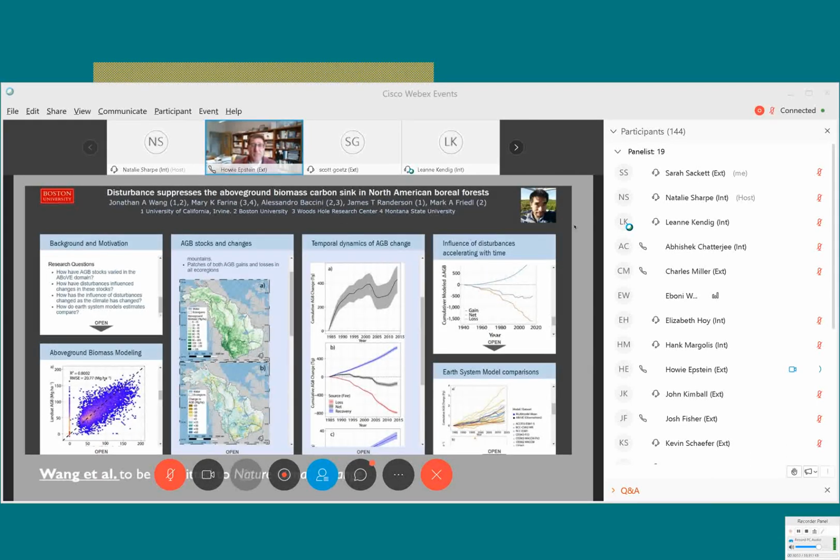So the final paper update is a paper that was submitted to Nature Climate Change by John Wang et al., showing that disturbances suppress the carbon sink, at least the above ground biomass carbon sink in North American boreal forests. And if you take a look at the figures, you see that the net above ground biomass change continues to decrease over time following disturbances. So all this is really, really interesting work and great contributions. Next slide, please.